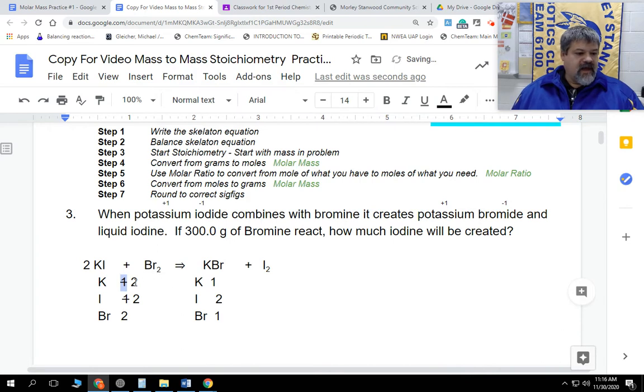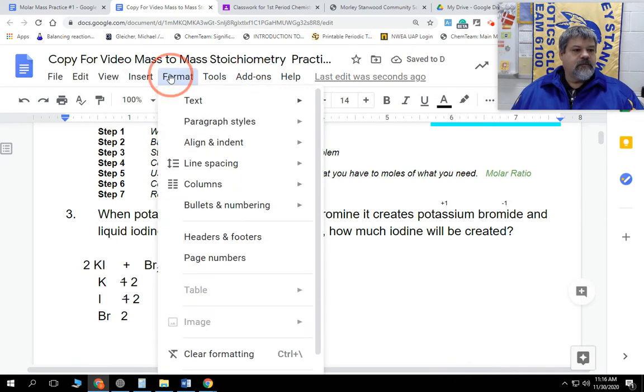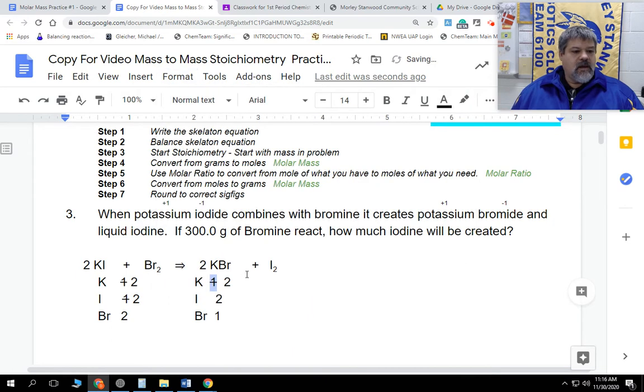Okay, so that changes this potassium on this side. So I have to make sure there's 2 on this side. So I have 1, so 1 times what equals 2. So we're going to put a 2 right there, which changes that to a 2, which I can get rid of this. And it also changes my bromine from 1 to 2.